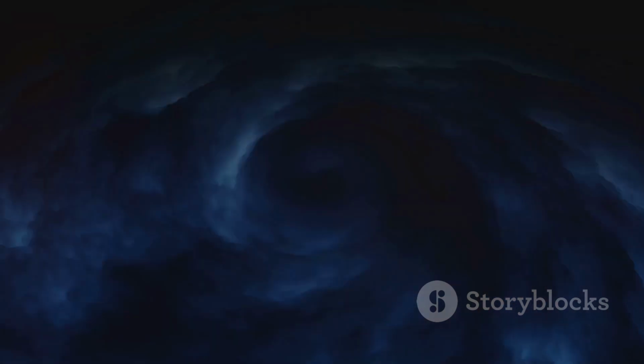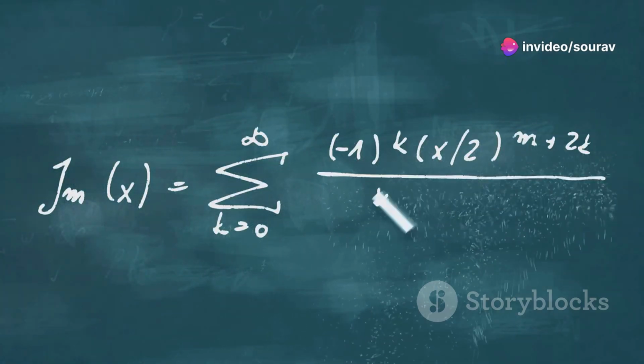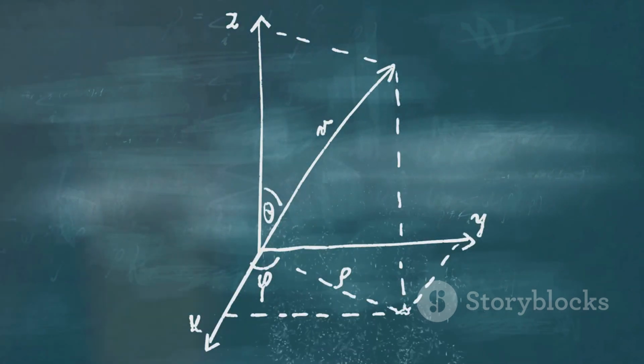Just like whirlpools can vary in size and intensity, singularities come in different types. Some are mild and manageable, while others are intense and complex, requiring deeper understanding and sophisticated techniques to handle. One important distinction is between removable and non-removable singularities. This classification helps mathematicians decide the best approach to tackle these anomalies.